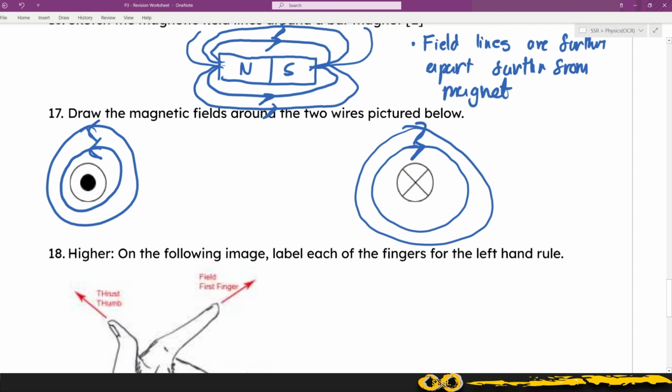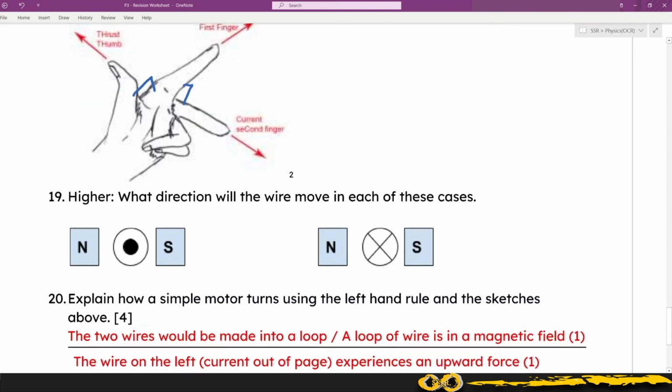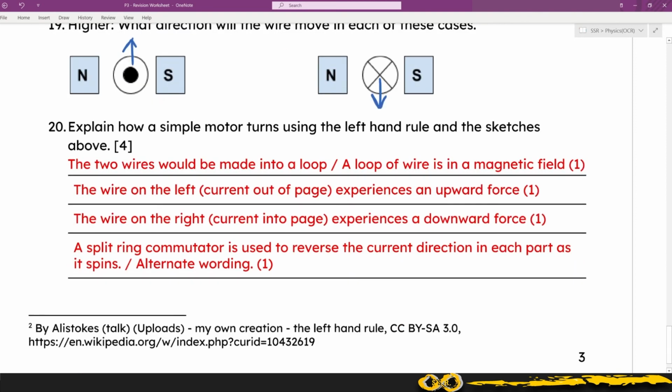If you're using the left-hand rule, remember that you need to make sure there's this 90-degree angle in between each of the fingers in that left-hand rule, or you won't have your directions correct. In this case, applying it, you have an upwards force in the first instance and a downwards force in the second instance. You can then apply that into your explanation for a motor.